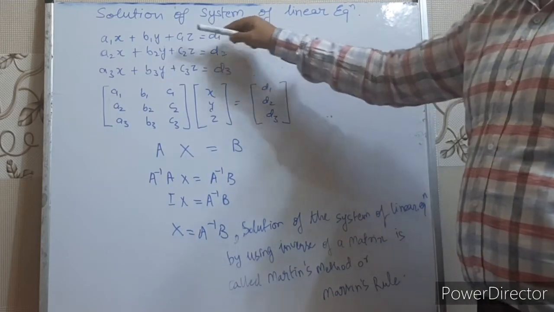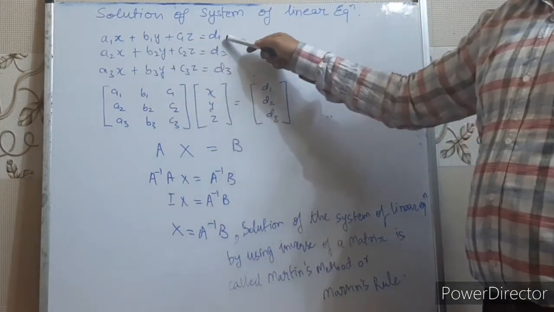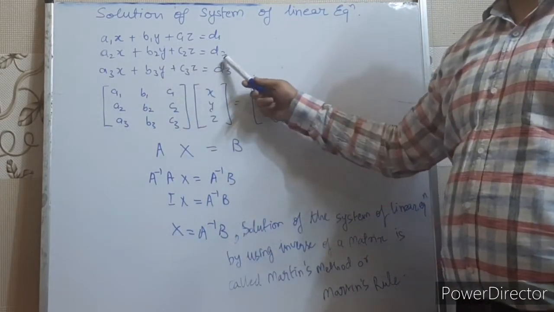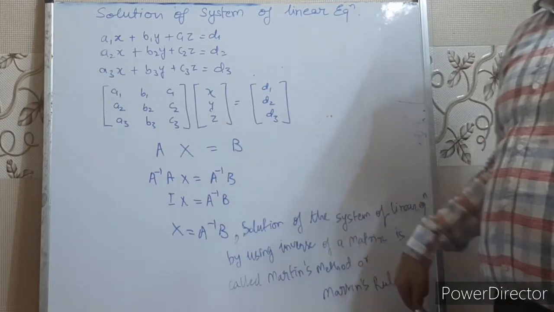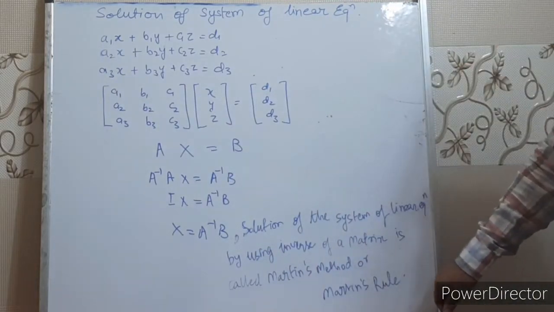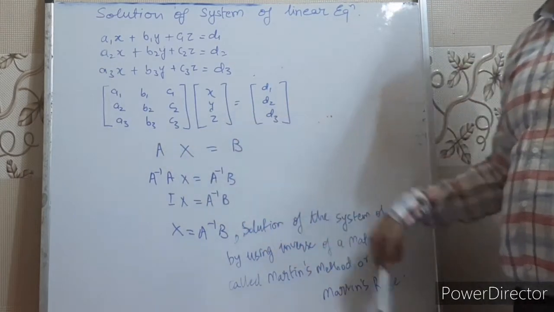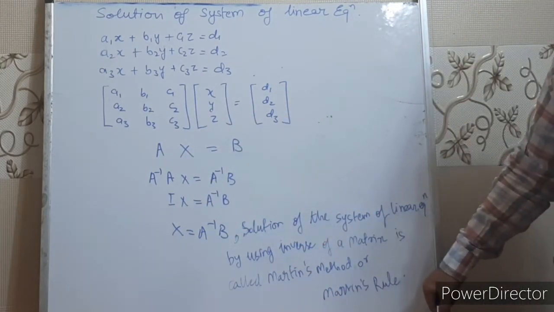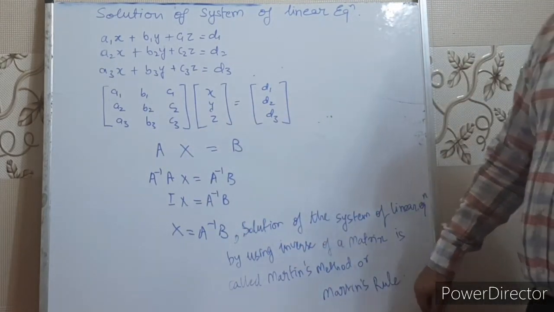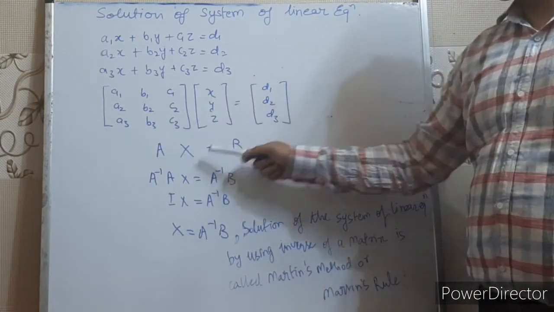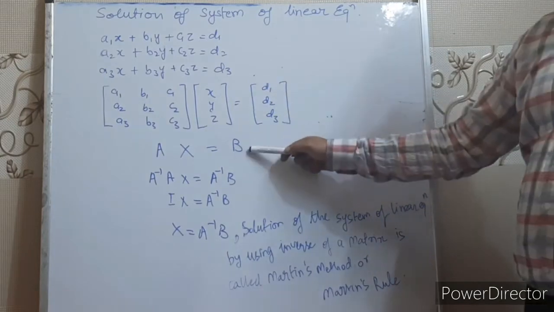3 equations are given: a1x plus b1y plus c1z equals d1; a2x plus b2y plus c2z equals d2; and a3x plus b3y plus c3z equals d3. It can also be represented by this product of matrices. Okay, children? Now, suppose this matrix is A, this matrix is X, and this matrix is B.